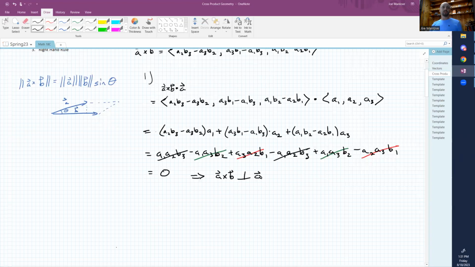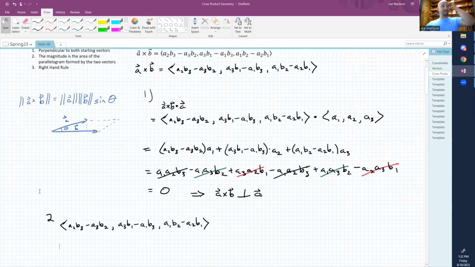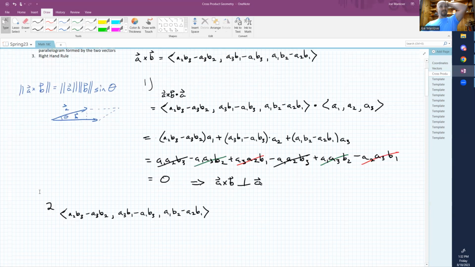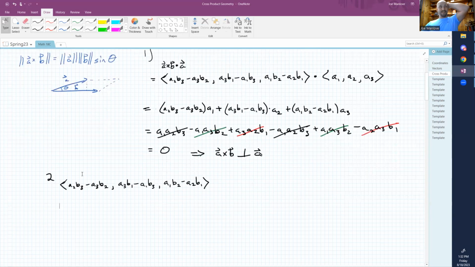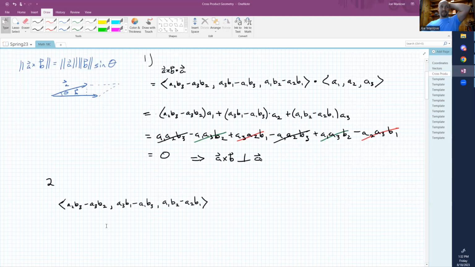Okay, so thing two is where this is all going to get away from us a little bit. Let's see, what do I have on the clipboard? Excellent. Okay, so thing two, I want to show the magnitude is the area of the parallelogram formed by the two vectors. This is going to take a hot second. So first things first, I'm calculating the magnitude of A cross B.